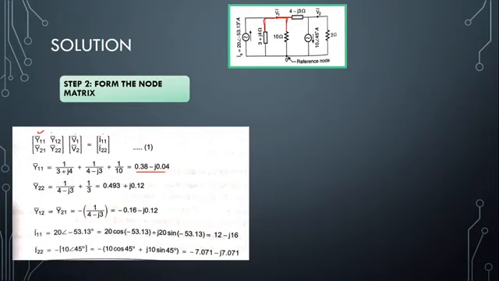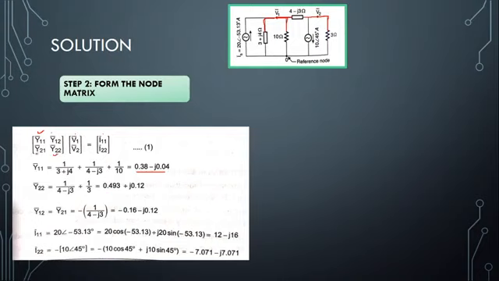What about Y22? It is the elements which are connected to the nodal point V2. So what elements are connected? This 4 minus J3 is connected here and this 3 ohm is connected here. So it will be 1 divided by 4 minus J3 plus 1 divided by 3, and this gives our Y22 value. So we are done with Y22.